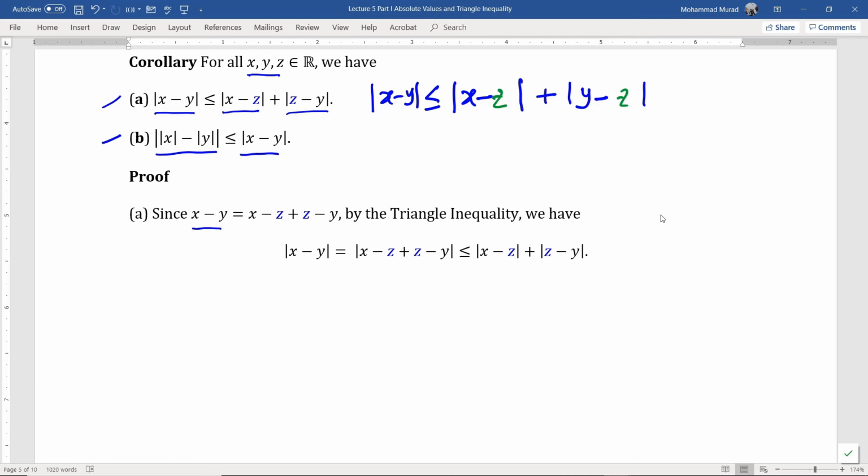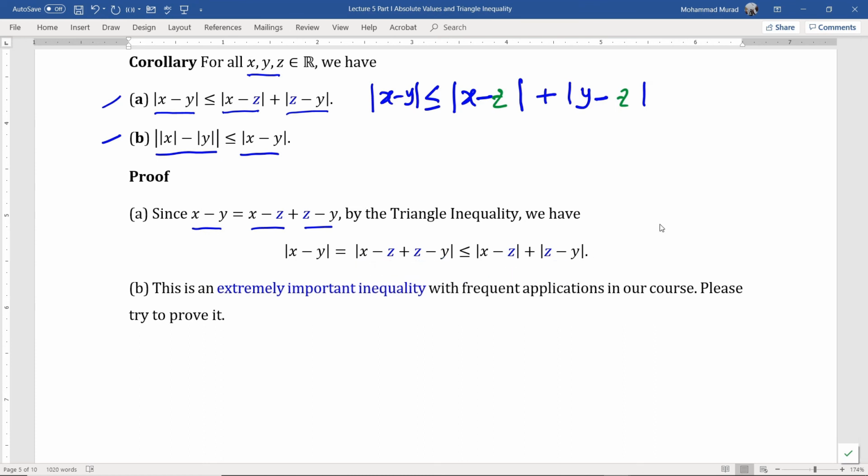Since x minus y can be written as x minus z plus z minus y, we can apply the triangle inequality to the quantity here, the absolute value of x minus y, which is equal to the absolute value of x minus z plus z minus y. Now we can consider the first two terms here as A, and the second two terms as B. And this is by the triangle inequality smaller or equal to the absolute value of A, which is the absolute value of x minus z, plus the absolute value of B, namely the absolute value of z minus y.